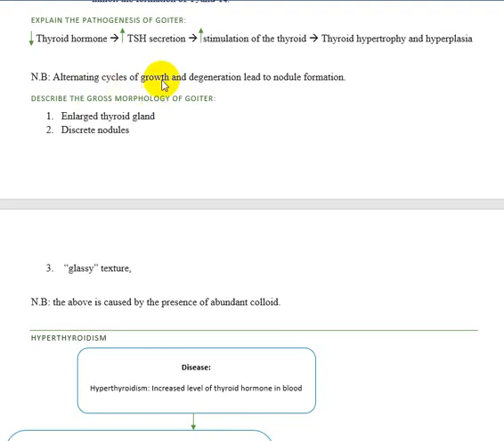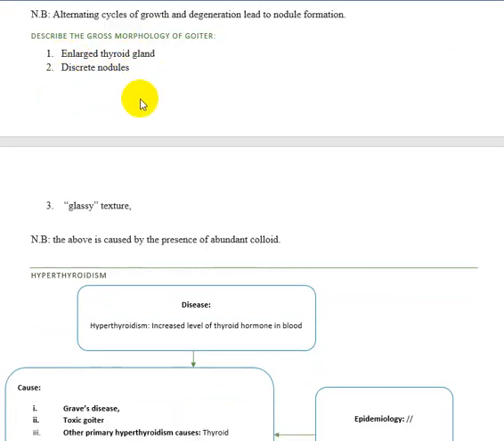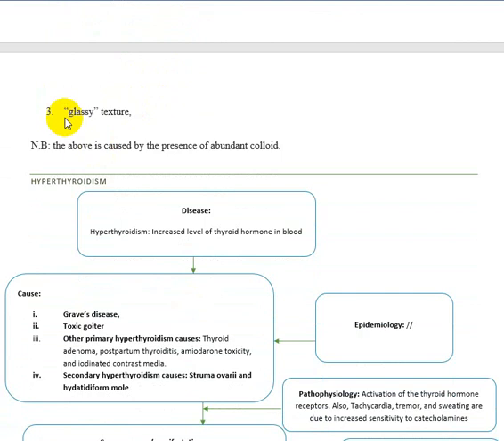So you see that in cases where you have chronic inflammation of the thyroid gland, that is going to produce nodules. Describe the gross morphology of goiter. The gross morphology of goiter is an enlarged thyroid gland with discrete nodules, and you have a glassy texture.